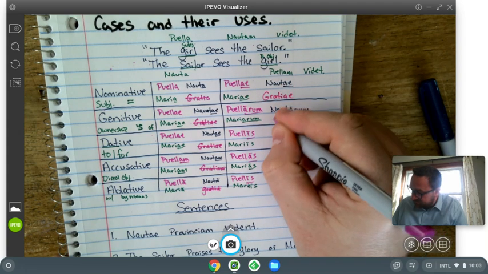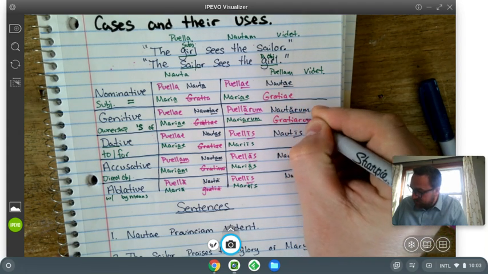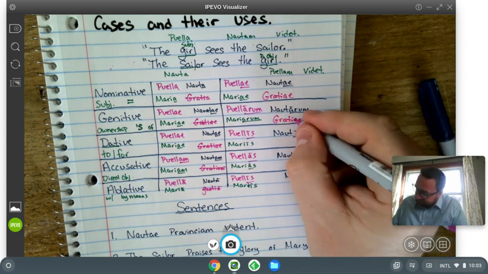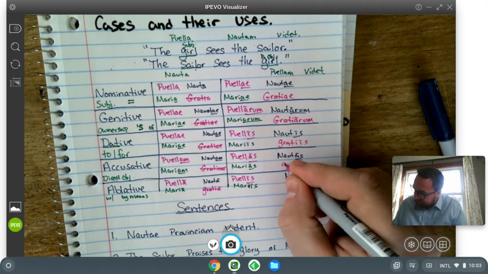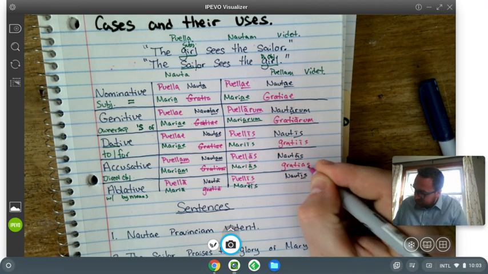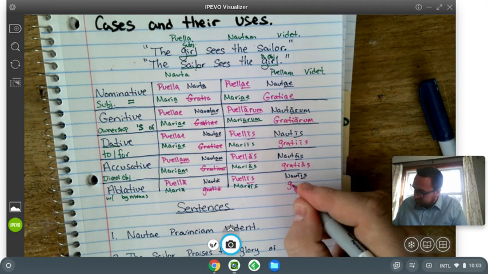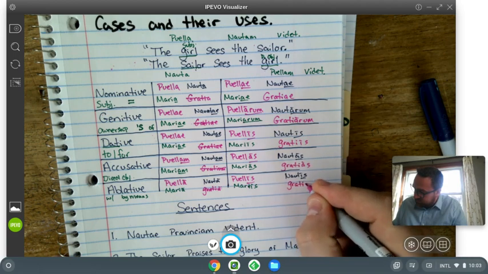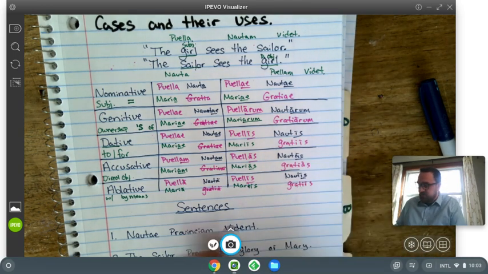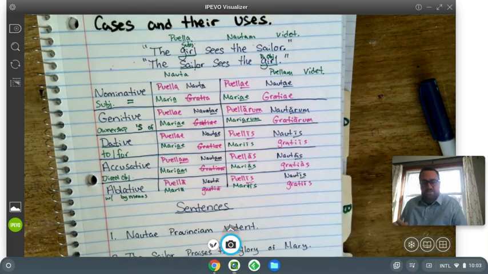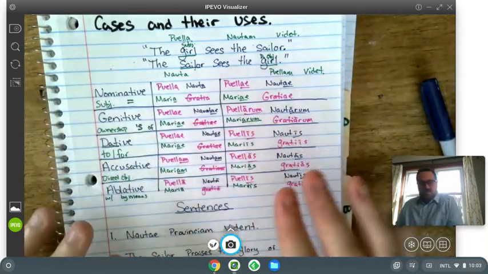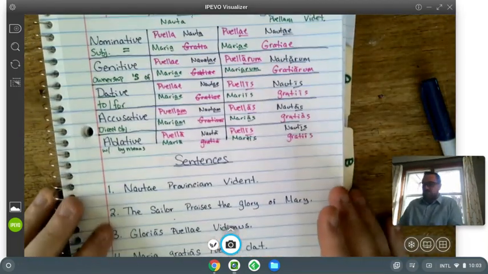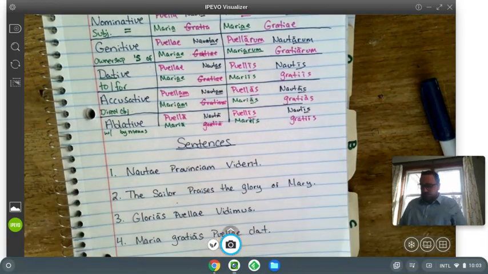Gratiae. Gratiarum, so of graces. Gratiis. Gratias. Gratiis. Okay, and that would be like with graces or by means of graces. Okay, so now using all of these different versions, let's go and translate these sentences.